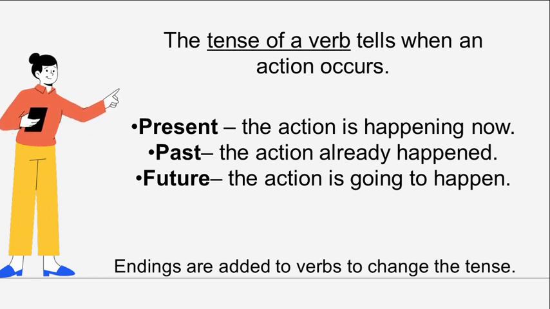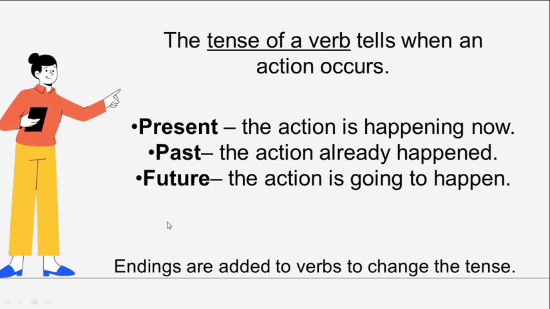When we say present tense, the action is happening now, from the word itself, present. When we say past tense, the action already happened. Maybe it already happened before, last week, yesterday, and so on. And when we say future tense, the action is not happening yet, but it is going to happen, from the word itself, future. So now, how will we be able to change the tenses of the verb?